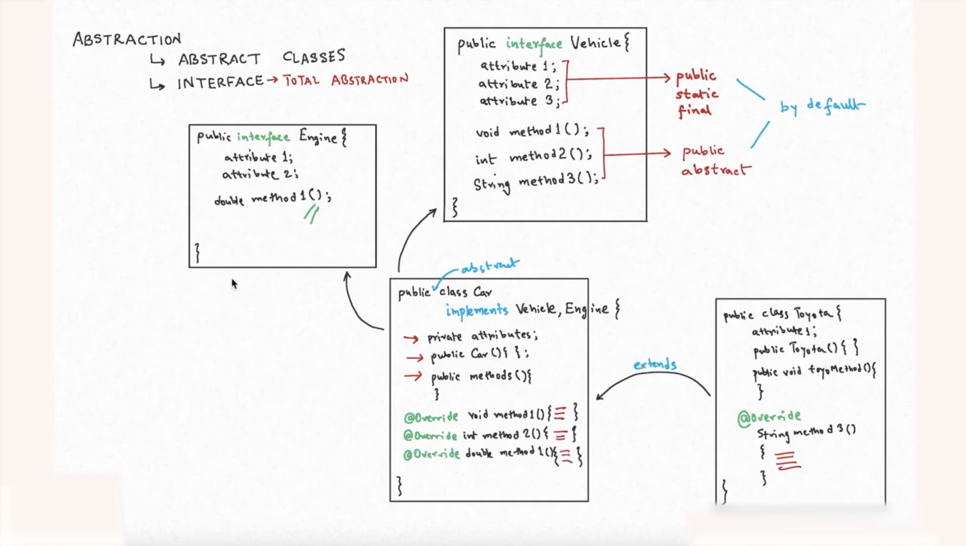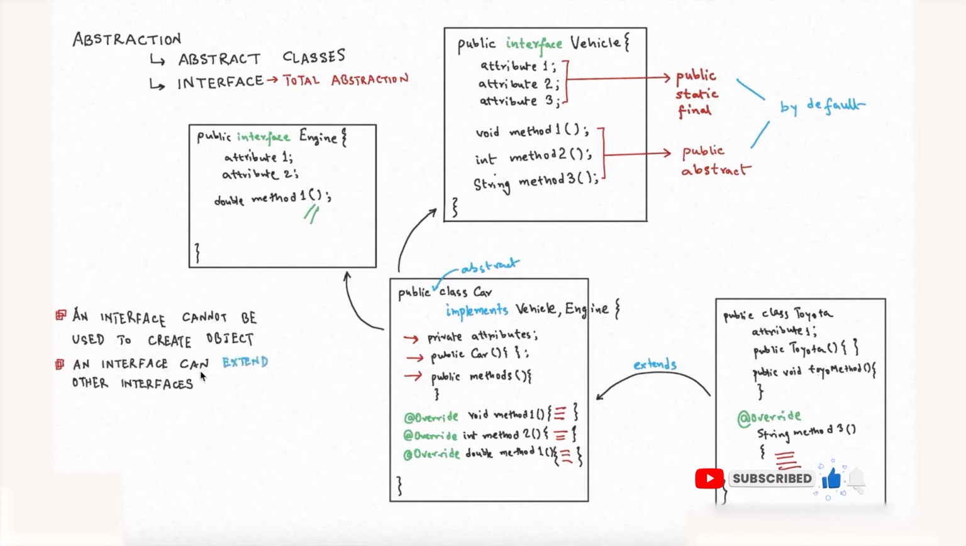A couple more things. An interface cannot be instantiated. So you cannot create objects from an interface. And secondly, an interface can extend other interfaces, meaning that you can have something like this. And this would mean that whatever abstract methods and whatever attributes this interface has, vehicle will inherit all of them. So if car implements vehicle, then car must provide the implementation code for these methods, as well as all the methods that are abstract in this interface as well. Of course, this would extend car.